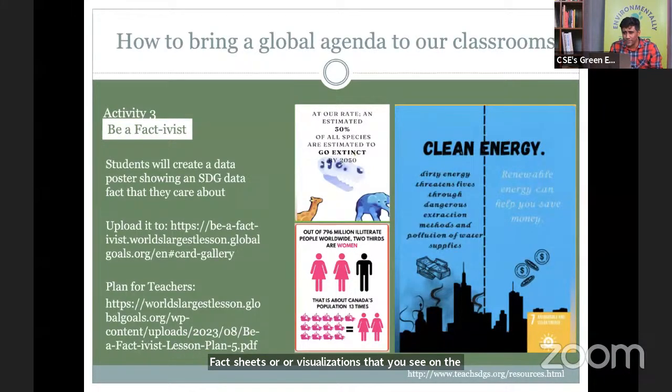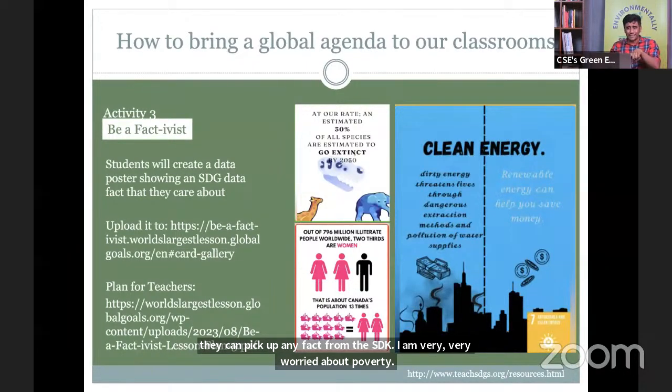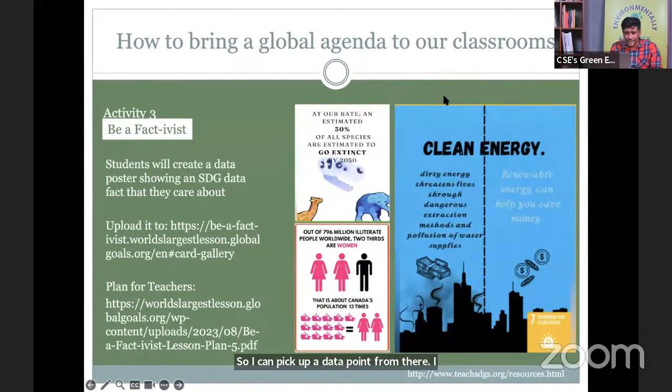I don't remember exactly which one is which, but I know one of them has been made by a girl who's 7 years old and is in Britain. The other is a college student in Canada. And the third one, I don't really remember. So in your classrooms, you can ask your kids to take any fact. You can talk about what SDGs are, and they can pick up any fact from the SDGs. Let's say I am very, very worried about poverty. So I can pick up a data point from there. I can create this. And if you see at the bottom, there is a link that is available.